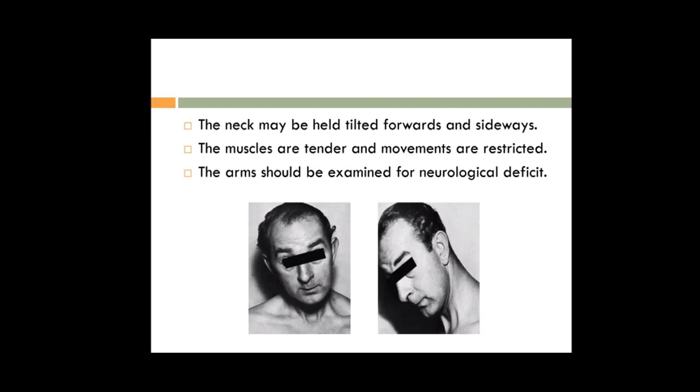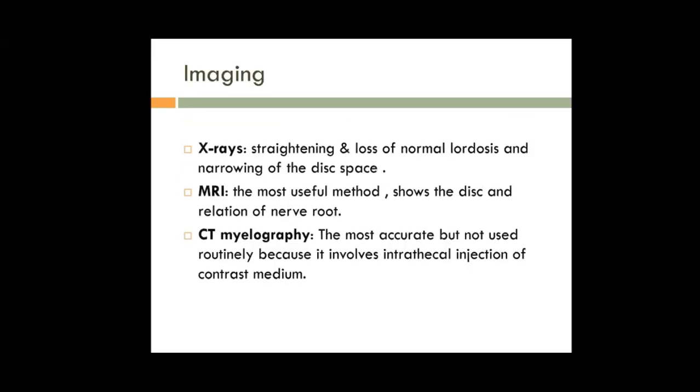Saddle paresthesia means paresthesia in the perineal area, in addition to loss of sphincter control regarding bowel and urinary function, and also sexual dysfunction. This whole constellation of symptoms, we call it cauda equina syndrome.